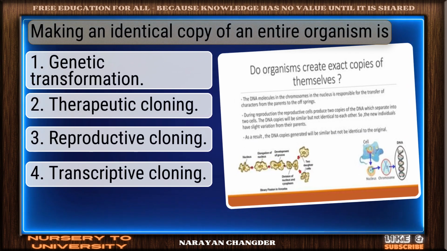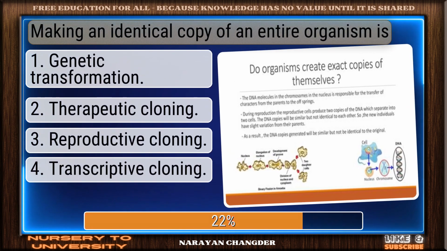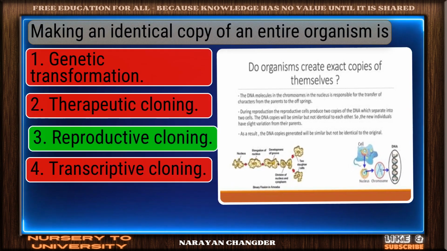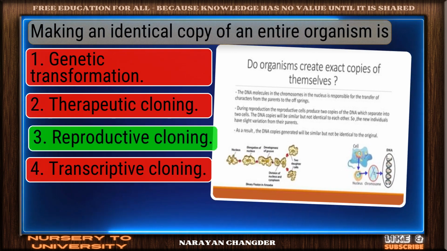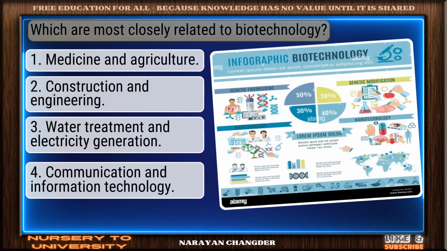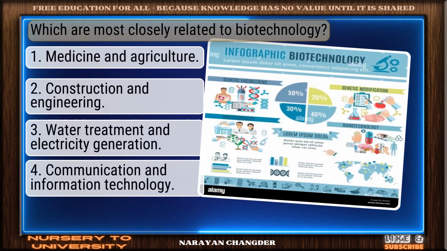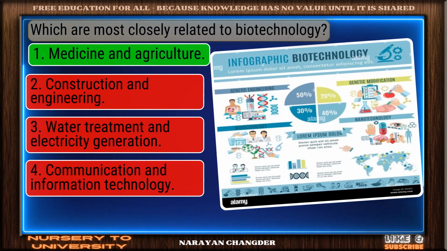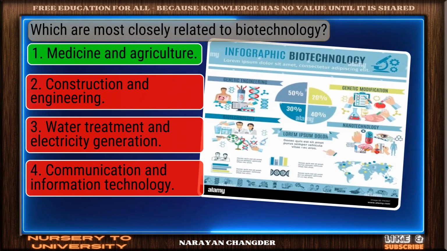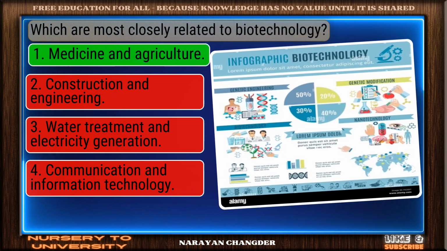Making an identical copy of an entire organism is... Well reasoned. Reproductive cloning is the correct choice. Which are most closely related to biotechnology? Smart pick. Medicine and agriculture is the correct choice.